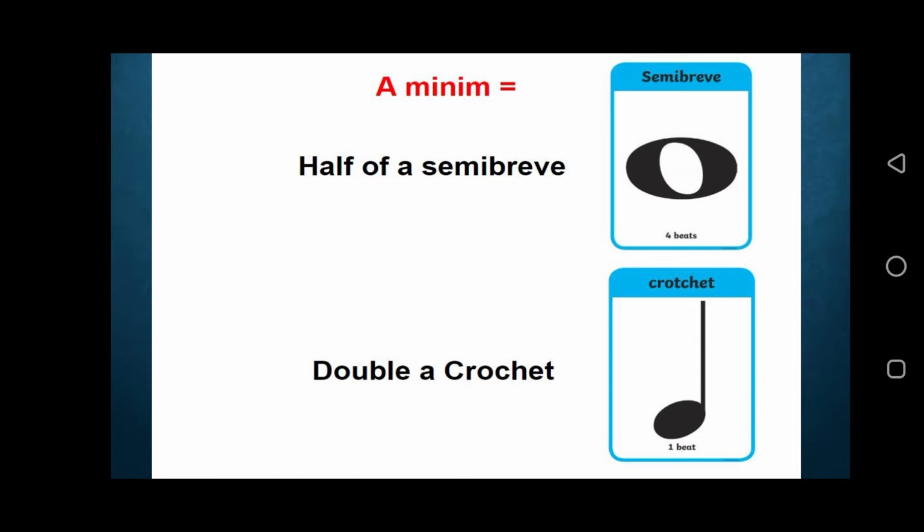But how many do we need to give you 1 crotchet? You have to have 2 quavers or eighth notes. So it's like half of the previous, half of the previous, half of the previous. That's how it is.